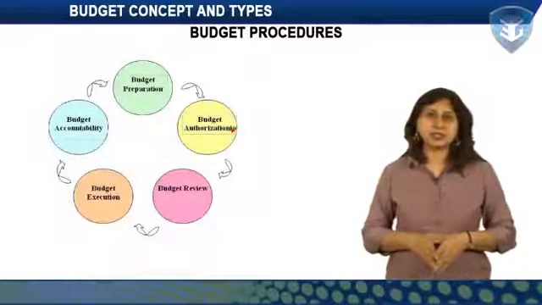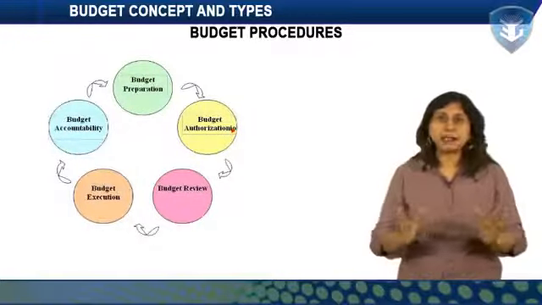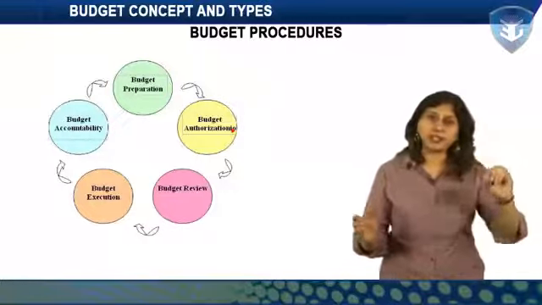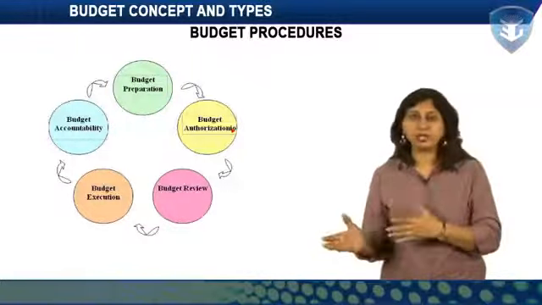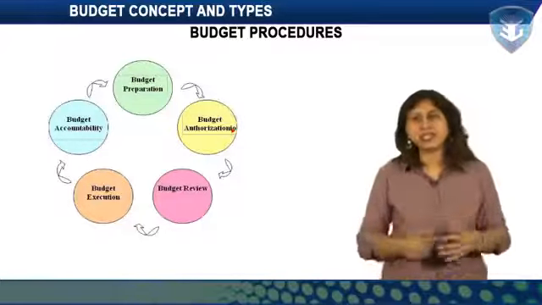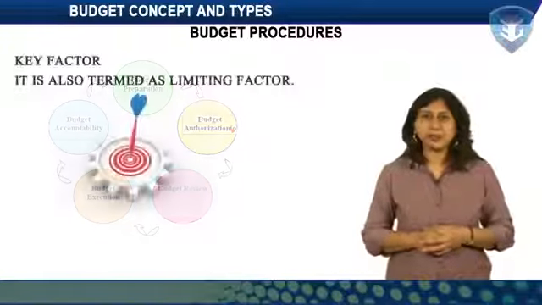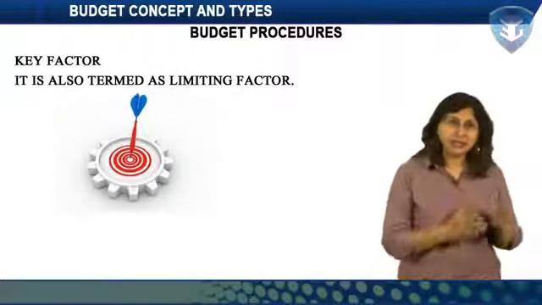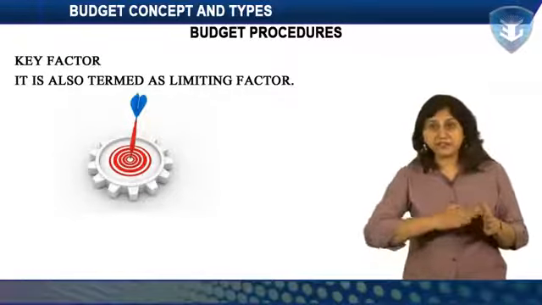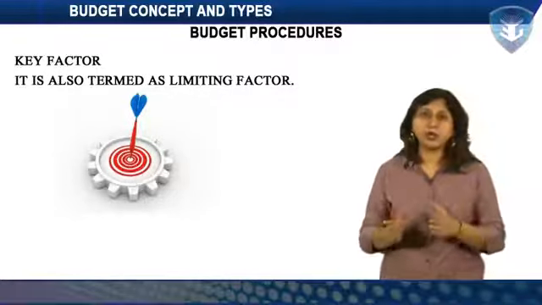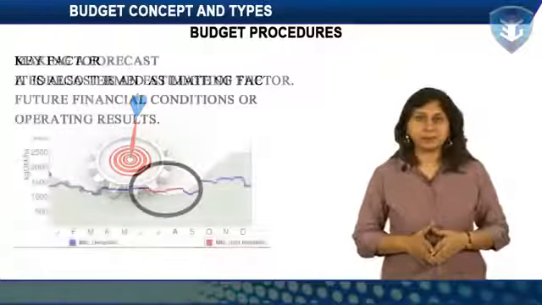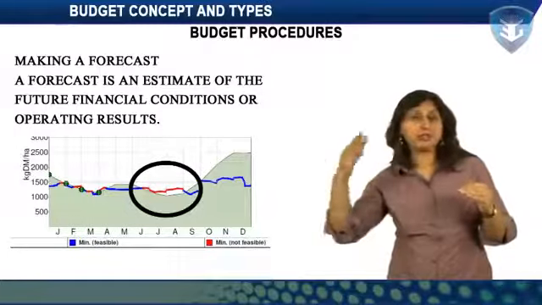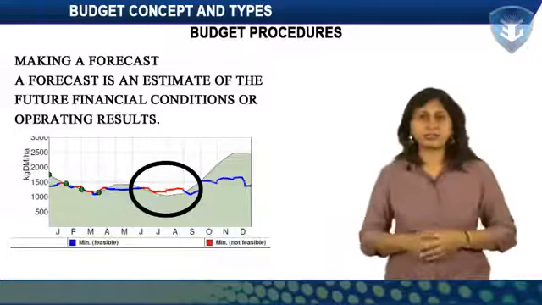Budget procedures. The budgeting process is a systematic activity that develops a plan for the expenditure of a usually fixed resource such as money or time during a given period to achieve a desired result. Key factor. It is also termed as limiting factor. The extent of influence of this factor must first be assessed in order to ensure that the budget targets are met. Making a forecast. A forecast is an estimate of the future financial conditions or operating results.